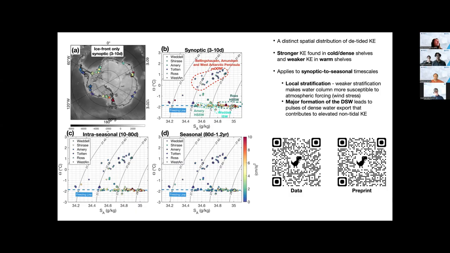This work has been written up and submitted to ESSD, Earth System Science Data. And you can find the preprint of that manuscript here using this QR code. Also, this mooring compilation has been published at CNOA, the public data repository, and it's freely available through this QR code over here. Next slide, please.